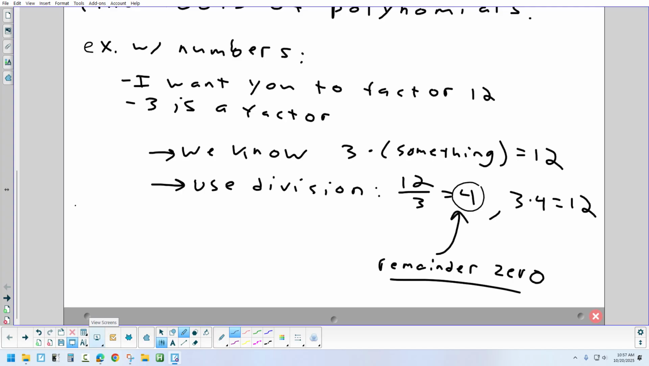So you could do exactly the same thing with this. X squared plus 4x plus 3. Let's say I wanted you to factor that. You don't know how to factor it. But I give you a hint. I tell you one of the factors is x plus 1. If you don't know how to figure out the other factor, you could do division, look at your answer, and whatever your answer is, that's the other factor. So it's the same idea that we just did with numbers.